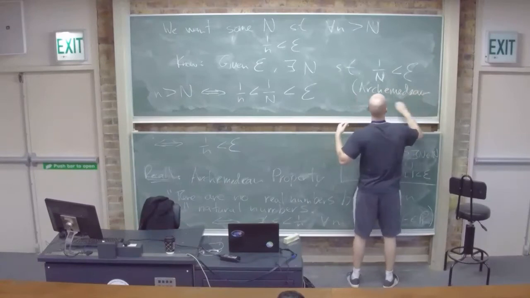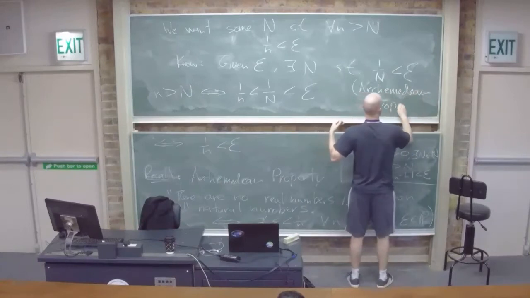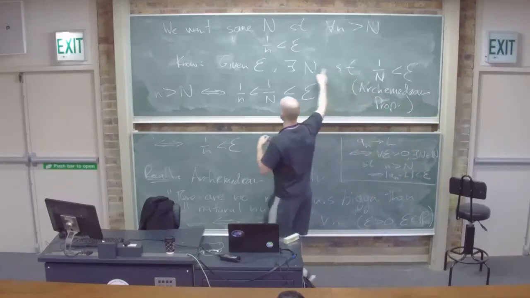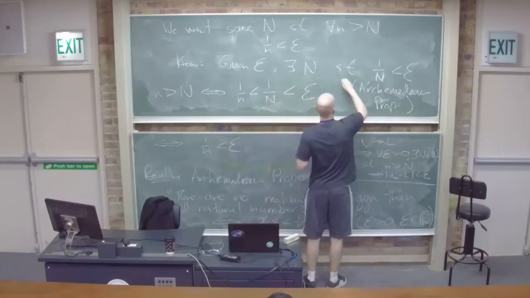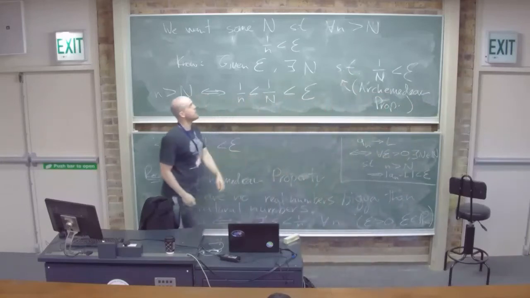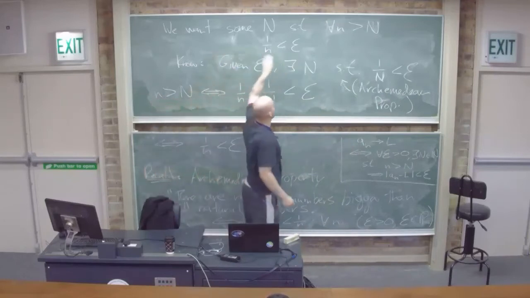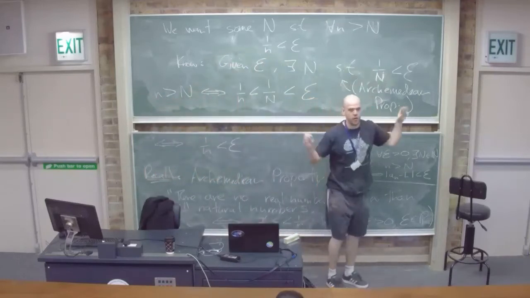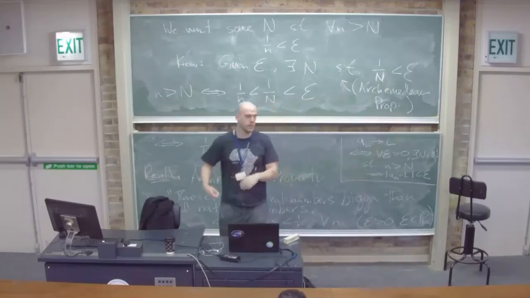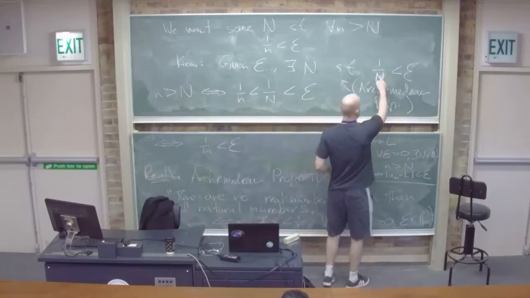Archimedean property. Okay, that was this line, an arrow. This was just the thing we needed to show. And this is the thing that we kind of constructively made. We got that the Archimedean property guarantees us that this number exists.